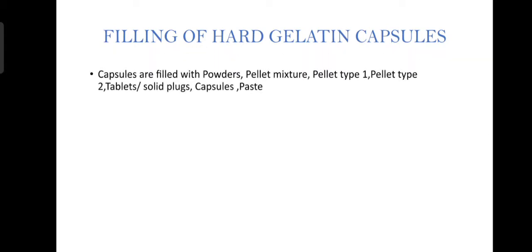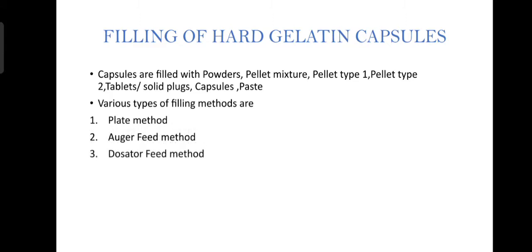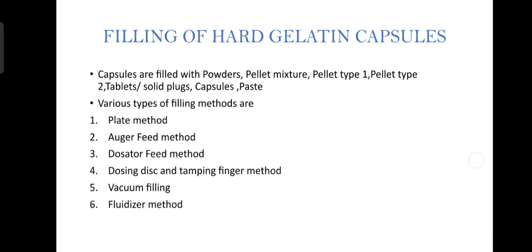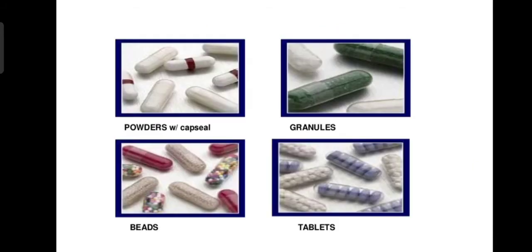Filling of hard gelatin capsule. Capsules are filled with powder, pellet mixture, pellet type 1, pellet type 2, tablets, solid plugs, capsules and pastes. Various types of filling methods are plate method, auger feed method, dosator feed method, dosing disc and tamping finger method, vacuum filling method, and fluidizer method. In this picture, we can see capsules filled with powder, granules, beads and tablets.